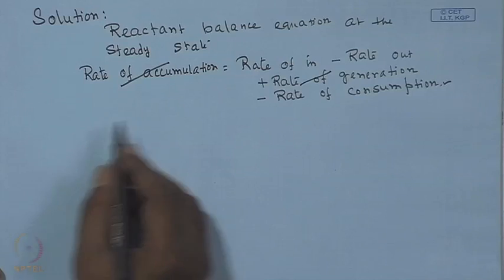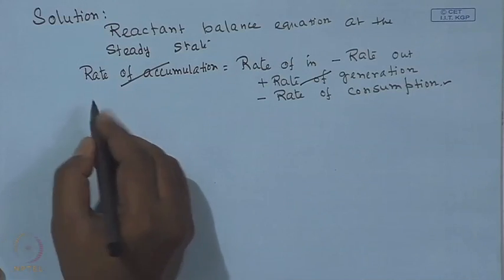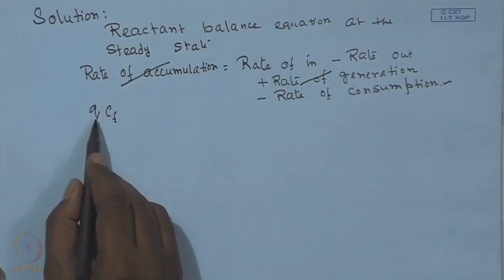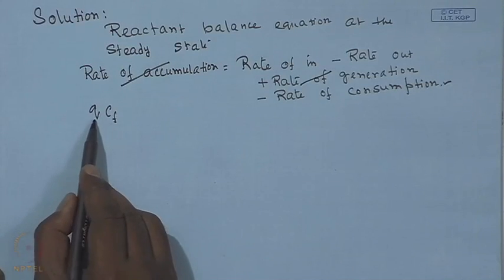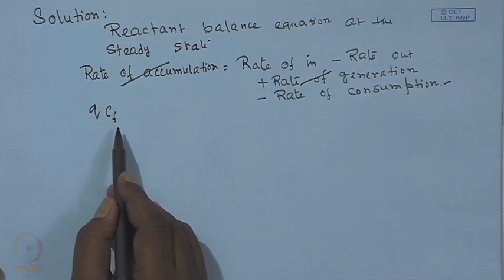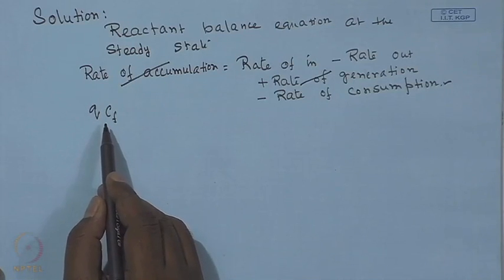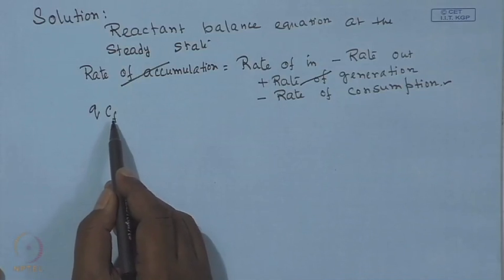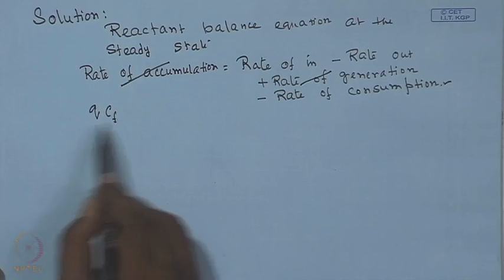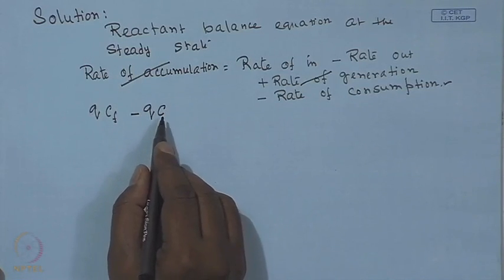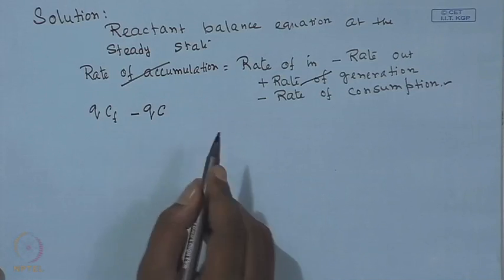So, if you write the balance equation, the rate of material going into the system is Q times Cf. Q is the volumetric flow rate, so it has a unit of meter cube per second, and Cf has a unit of concentration, that is kg per meter cube. So, Q times Cf has a unit of kg per unit time. That is the rate of the substrate or reactant going into the system, minus Q times C, where C is the concentration of the reactant coming out of the system. And interestingly, in case of CSTR, the same concentration exists inside the reactor itself.